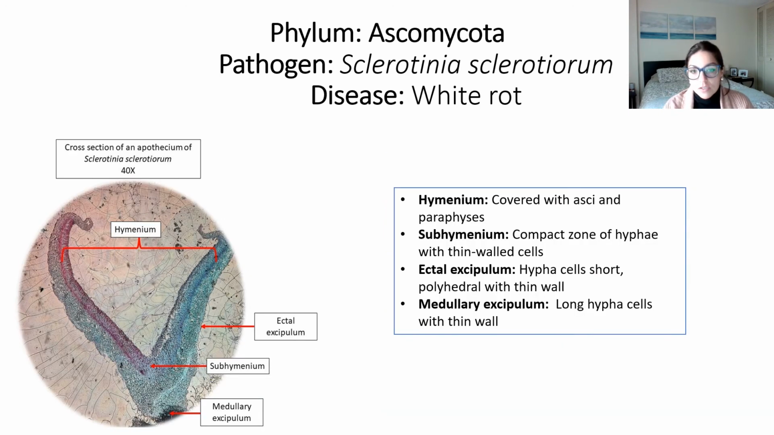This is how a cross-section of an apothecium of Sclerotinia sclerotiorum looks. But which are the parts of it? First, we have the hymenium, which is this part, and it is covered with the asci and paraphyses. Then we have the subhymenium, which is right here, a compact zone of hyphae with thin-walled cells. Then we have the ectal excipulum, which are short, polyhedral hyphal cells with a very thin wall. And finally, we have the medullary excipulum, which are long hyphal cells with very thin walls.